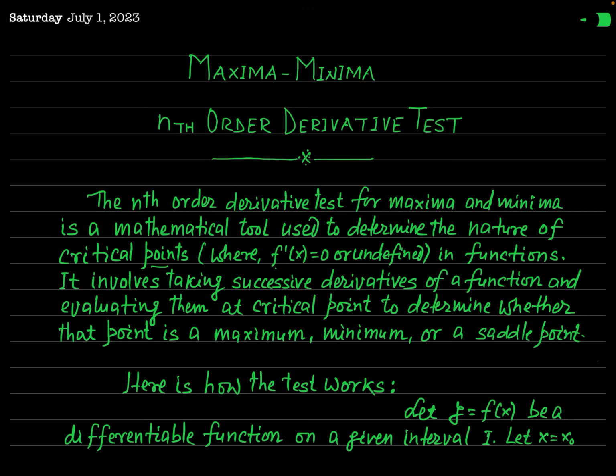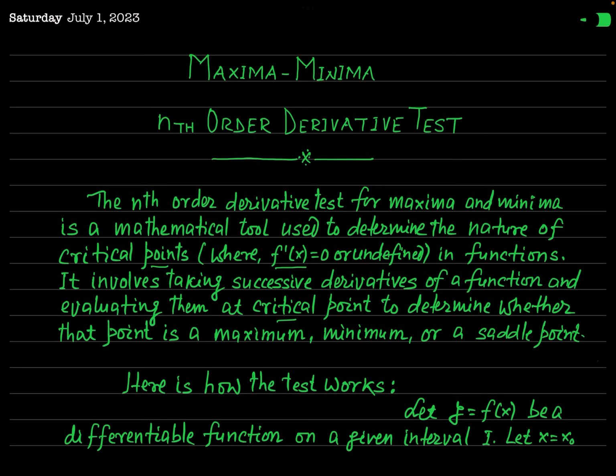That is a point where f dash of x is either 0 or it is undefined. In this technique, we will have to differentiate the given function successively, that is more than 2 times as needed. And after differentiating the given function in a successive manner, for each derivative of different order, we will evaluate the value of that derivative at the critical point.